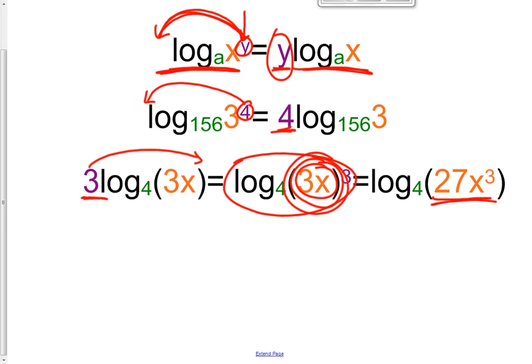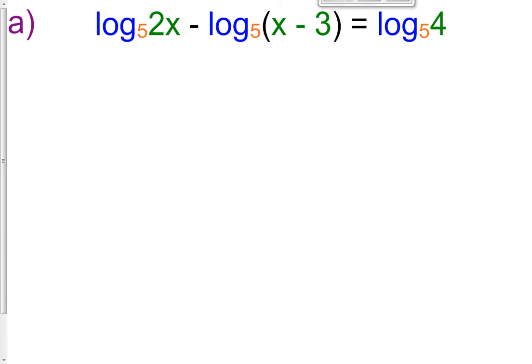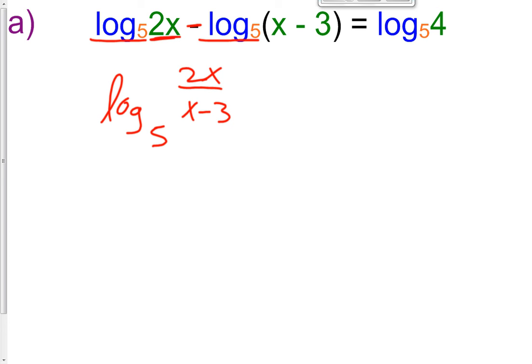We're going to use these rules to solve logarithmic equations in today's lesson. So here's what we got. I see log base 5 with a subtraction sign. I can use the quotient rule. So keep the same log base 5, put 2x in the numerator. Now instead of subtract, it's divided by x minus 3 in the denominator. Log base 5 of 2x over x minus 3. That equals the right side, log base 5 of 4.